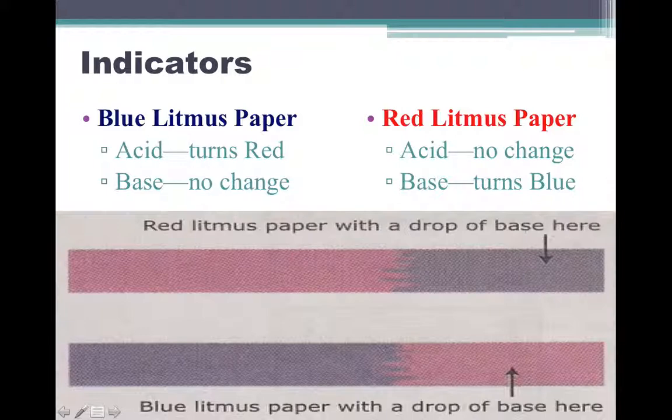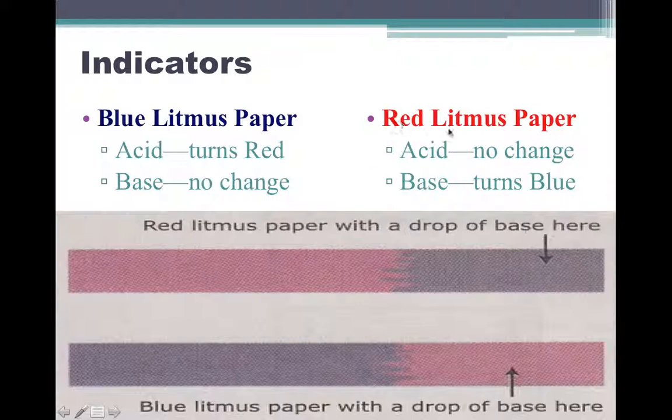So when blue litmus paper, this one right here, is dipped into a solution and it turns red, it's going to be an acid. So blue turning red is an acid, but if you have a litmus paper and it doesn't change, it's either neutral or it could be a base. You're really not conclusive on that. The only thing is blue turning red means you've got an acid.